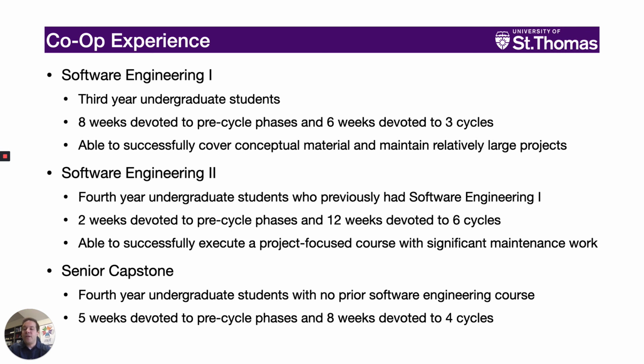In a Software Engineering 2 course taken by fourth-year undergraduate students who previously took Software Engineering 1, 2 weeks were devoted to the pre-cycle phases and 12 weeks were devoted to 6 cycles. Using CoOp allowed the course to provide a solid project focus and carry out significant maintenance work.